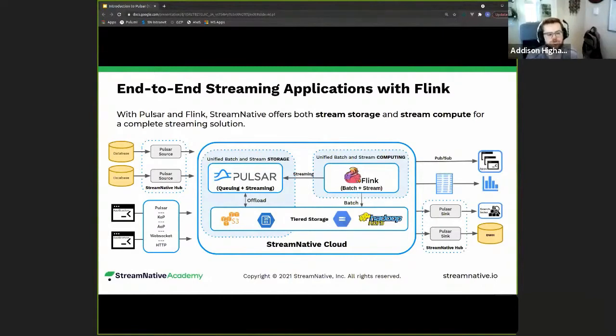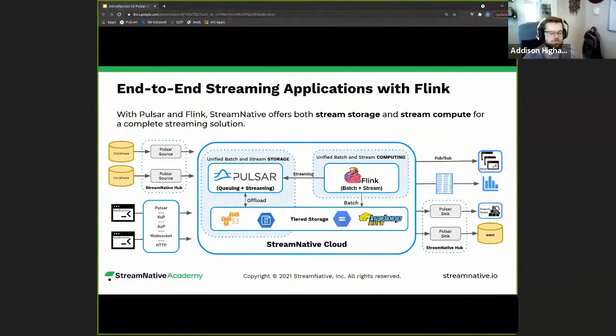And so you can think of Pulsar as being a system for unified batch and stream storage. So it can do queuing, streaming, as well as offload data into tiered storage for accessibility for batch use cases, where you have Flink that can do unified batch and stream computing. So a computing engine that knows how to both leverage batch data and process that efficiently, large amounts in parallel, as well as then to seamlessly transition to streaming data.